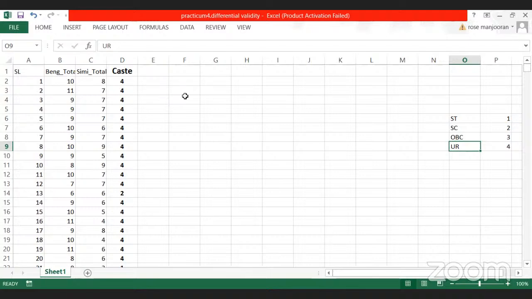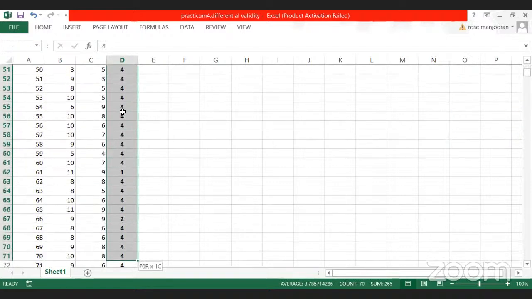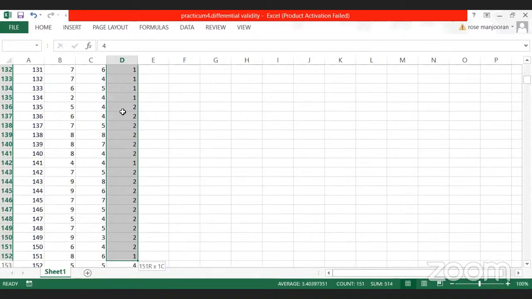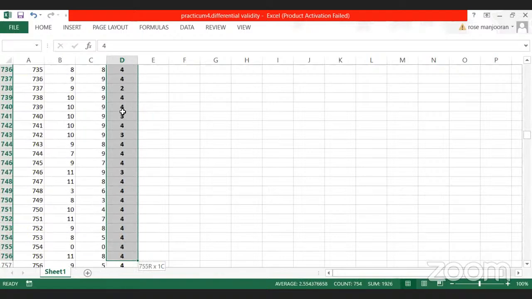Okay, so first we have to sort the data. Here this data is not sorted, so we will sort the data first. Just click on the caste here. We have to arrange it first. It's a large data set, so that is the issue.